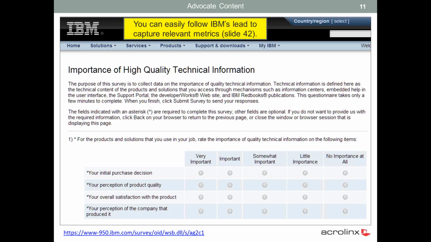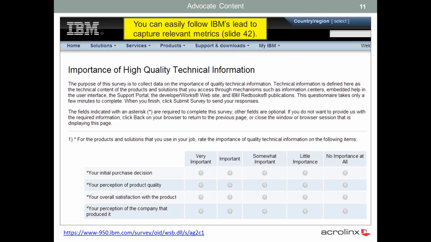So in about 30 more slides, you're going to see what IBM's metrics have discovered, but it won't surprise you to know that according to IBM's customers, documentation is considered to be a very important part of the product. It has an influence on their purchase decision, it has an influence on their perception of product quality, and even on the overall company. So my advice is get started today with this survey.